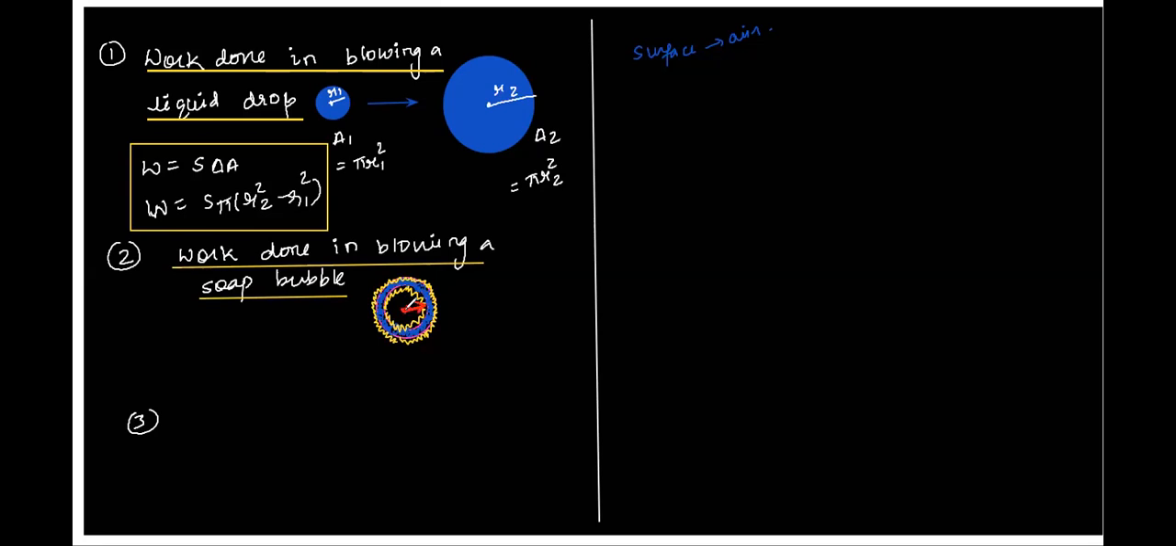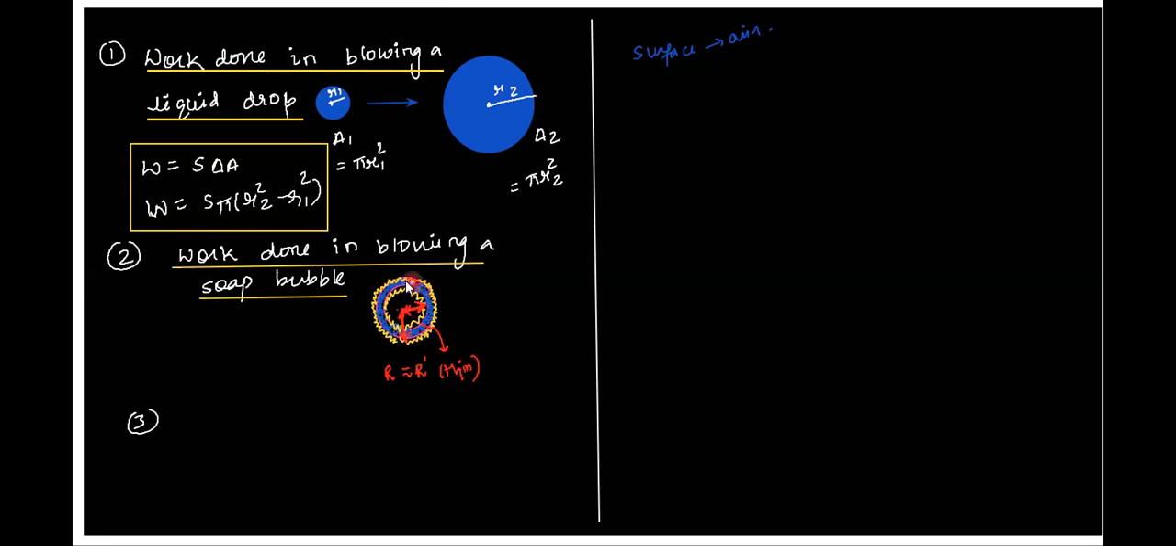See, this inner radius and this external radius are almost equal. Let's say I call them R and R dash. So this R and R dash are almost equal. Why? Because this layer of soap film between them is very, very thin. Because this layer is very thin, the radii of the inner surface and the outer surface are almost equal to each other.